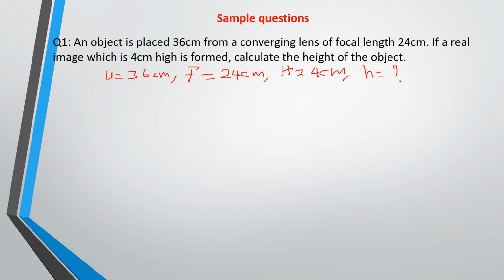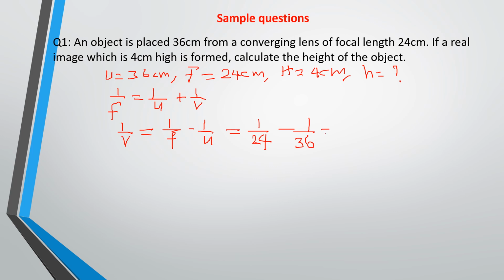But before we can find the height of the object, we must first of all find the image distance. So from the lens formula, 1 over f equals 1 over u plus 1 over v, we can make the image distance the subject. So we have 1 over v equals 1 over f minus 1 over u. Right, so substitute your values into this equation. You have 1 over 24, which is the focal length, minus 1 over 36, which is the object distance.